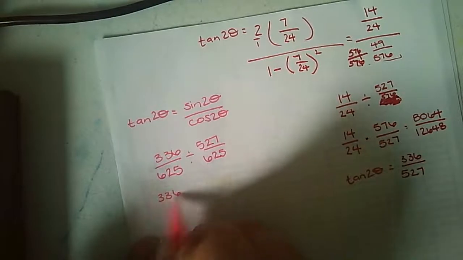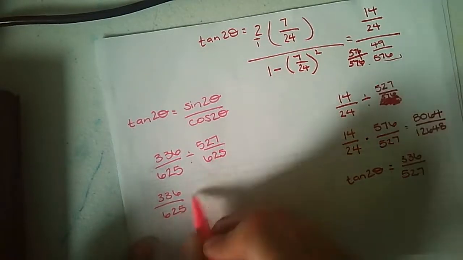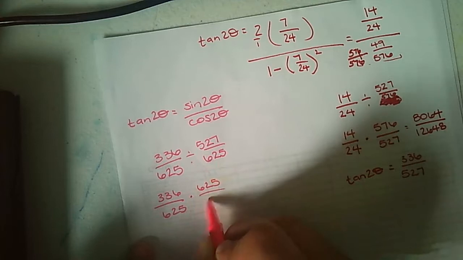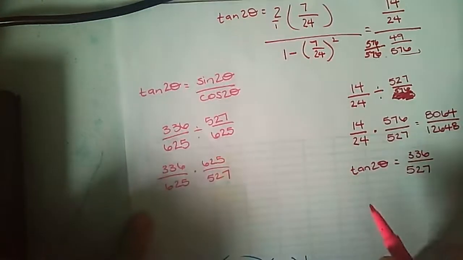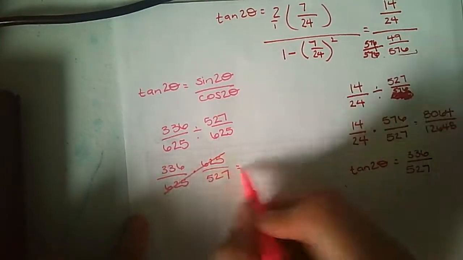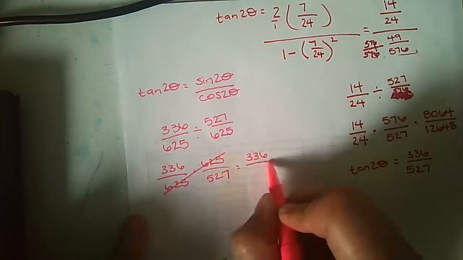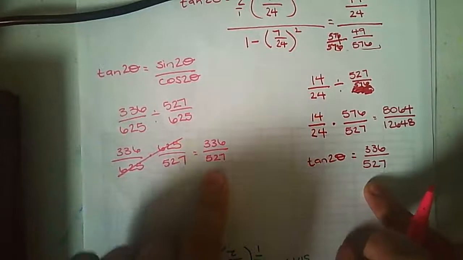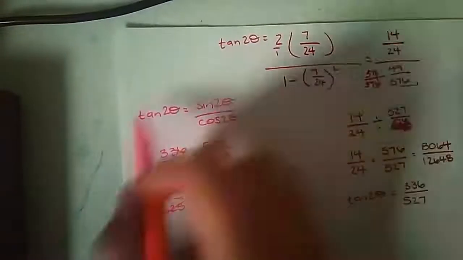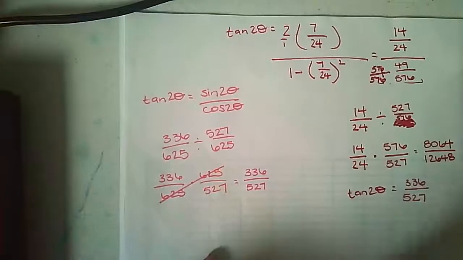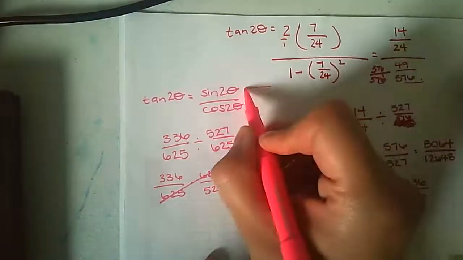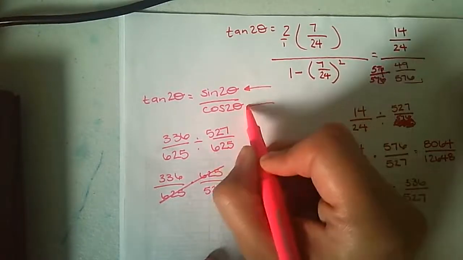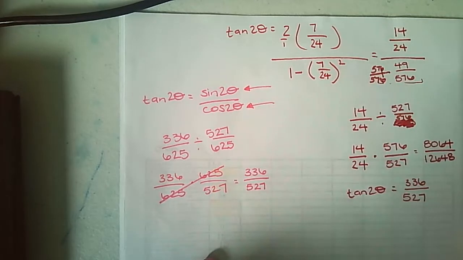Now again, we know that to divide, we really multiply by the reciprocal. So I'm going to go ahead and change that to multiplication by the reciprocal. And look at that, the 625s are going to cancel. And we are left with 336 over 527, which is exactly what we got when we used the formula. But this was a heck of a lot easier. We didn't have to do any extra steps because we've already figured out what the sine of 2 theta was, and we already figured out what the cosine of 2 theta was as well.